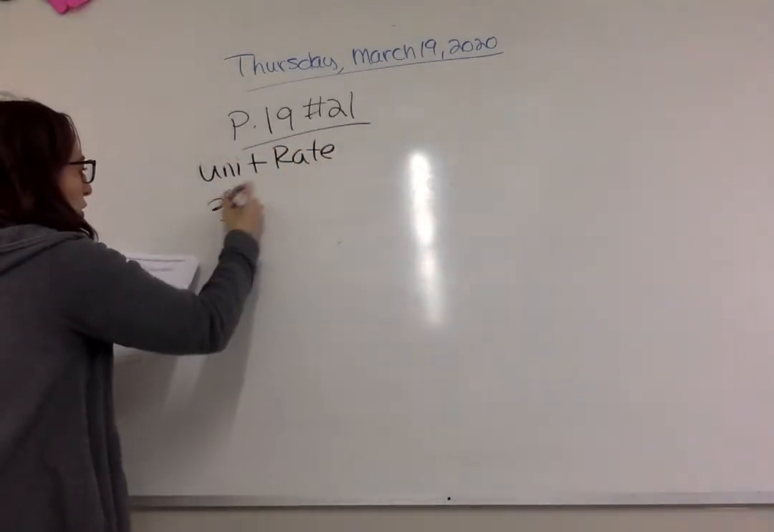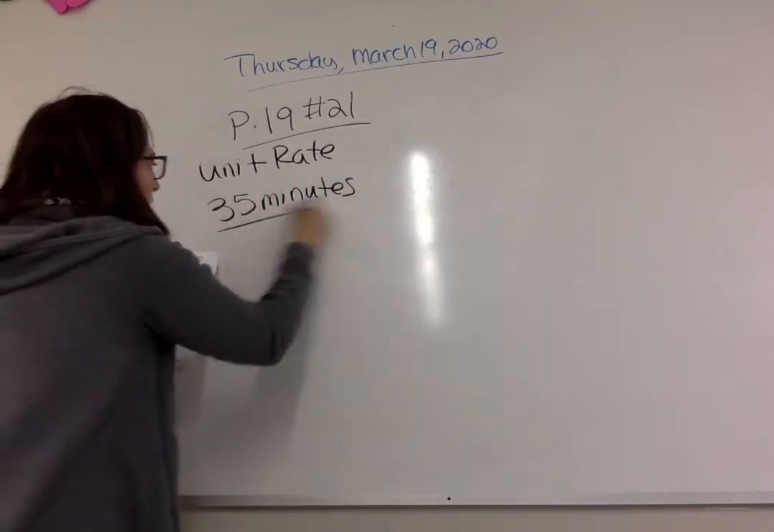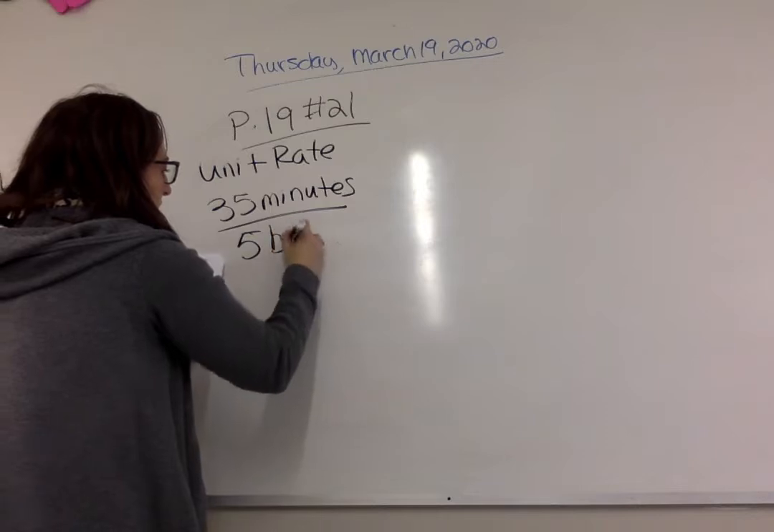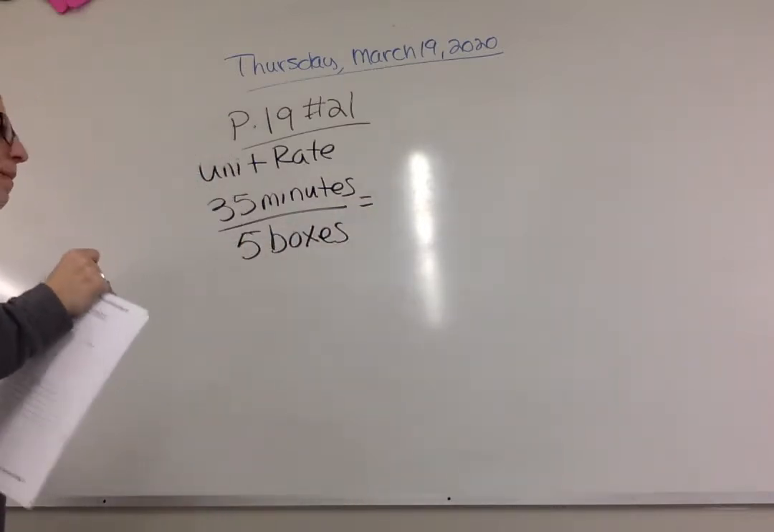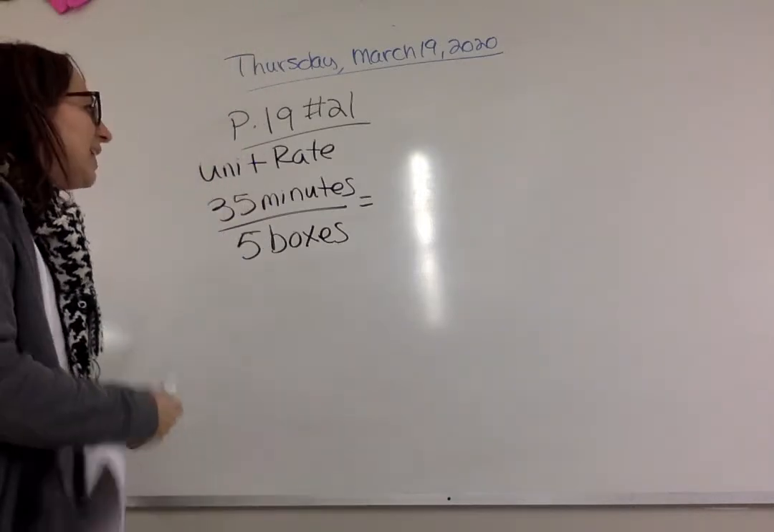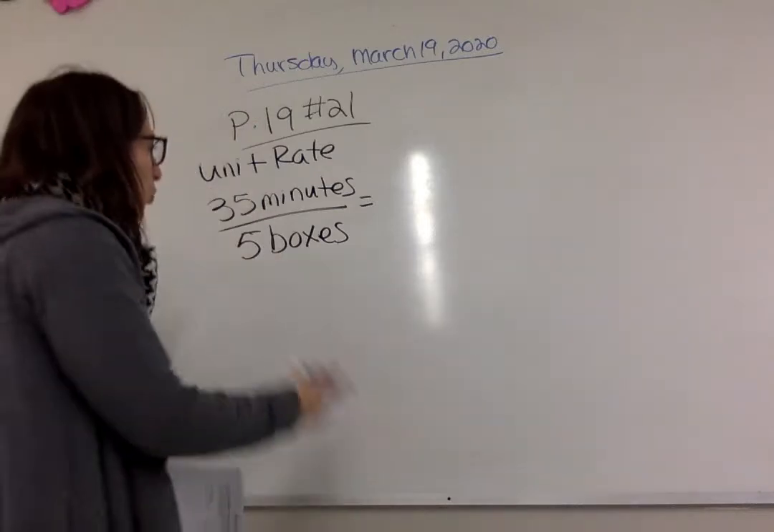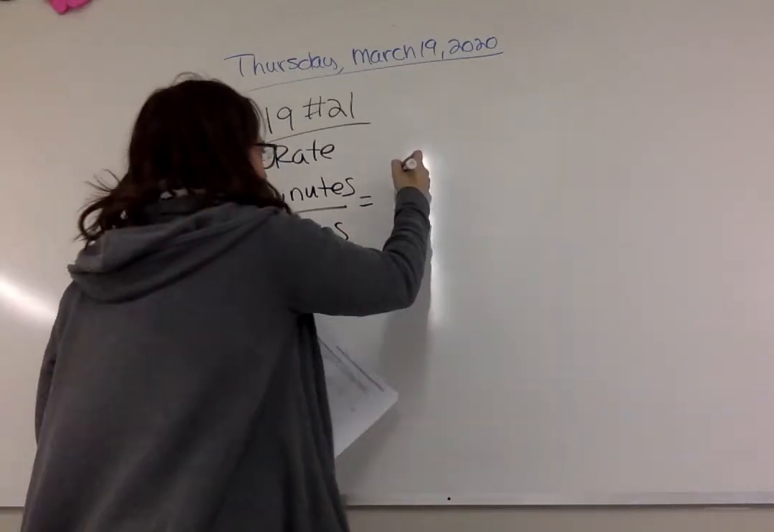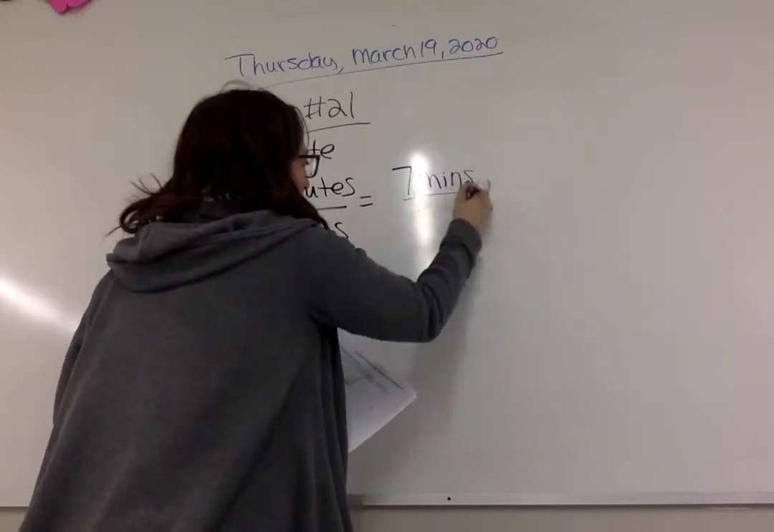It says there are 35 minutes to fill 5 boxes. I need to figure out how many minutes it takes to fill 1 box. So I need to divide 35 by 5 to get my unit rate, which is going to give me 7 minutes for 1 box.